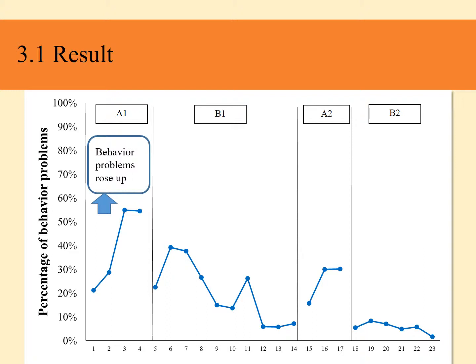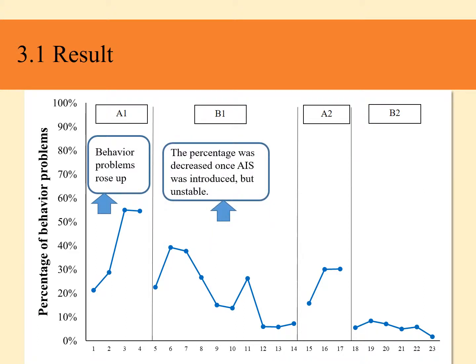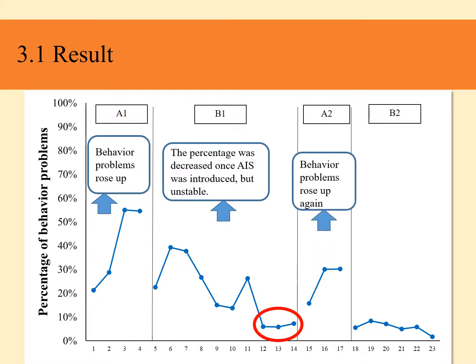The percentage of problem behavior decreased but was unstable. When the percentage of problem behavior was under 10% for 3 consecutive points, intervention 1 ended. The phase went into baseline 2. In baseline 2, problem behavior rose up again. So, AIS and AAC were introduced in intervention 2. The percentage of problem behavior decreased, and because the semester ended, intervention 2 ended too.